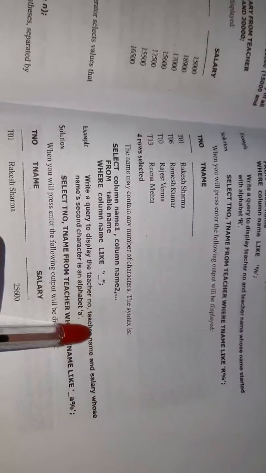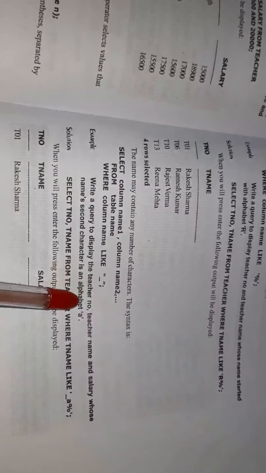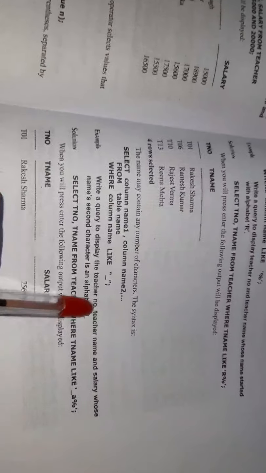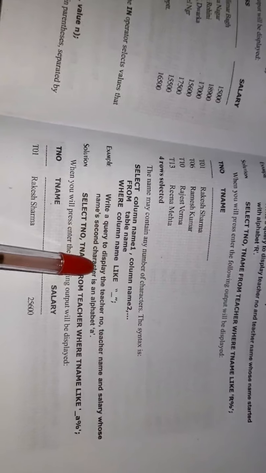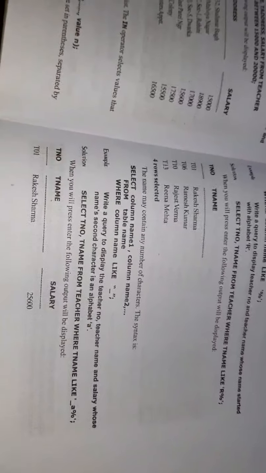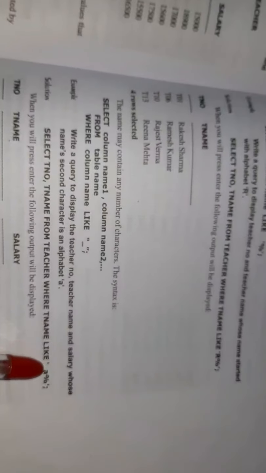So here: write a query to display the teacher number, teacher name and salary whose name's second character is the alphabet A. So from the teachers table you have to find those teachers whose second alphabet is A. It's not talking about the first alphabet, it's not talking about the last alphabet, it is talking about the second. So how do we make it precise? That is by using the percentage and underscore.